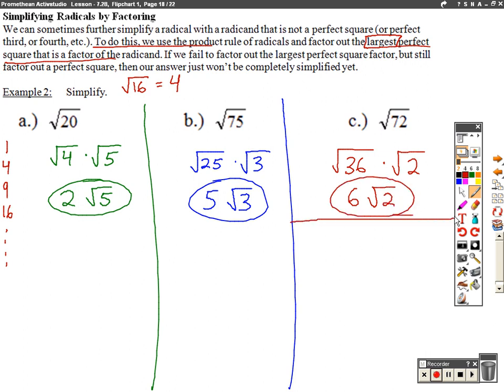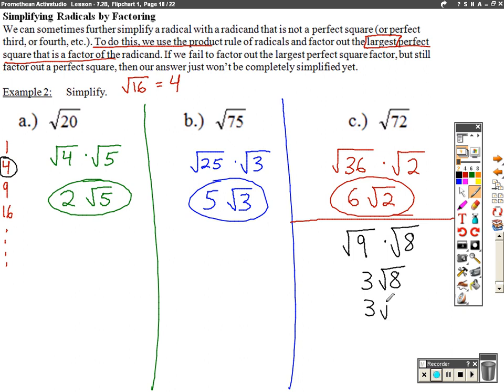Now let's say you chose 9, which is not the largest perfect square, but it's still a perfect square. And it goes into 72 8 times. The square root of 9 is 3 times the square root of 8. This is correct. This is 3 times the square root of 8, which is equivalent to the square root of 72. However, it's still not completely simplified because the square root of 8 simplifies further. For instance, 4 goes into 8, and 4 is a perfect square.